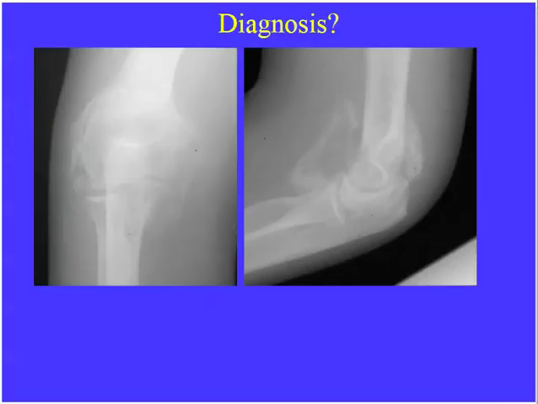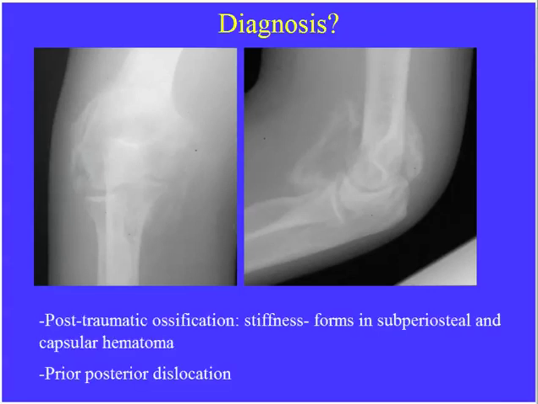Okay, another entity that they covered repeatedly was the posterior dislocation of the elbow, and they would show different findings, whether it's the fractures that are associated with posterior dislocation or the soft tissue findings on MR, and expect you to be able to draw the conclusion that the patient had had a prior dislocation. And this is just post-traumatic ossification that occurs within the subperiosteum and also in the capsular hematoma, a common complication following posterior dislocation. And if you see this appearance, this patient has had a prior posterior dislocation of the elbow.